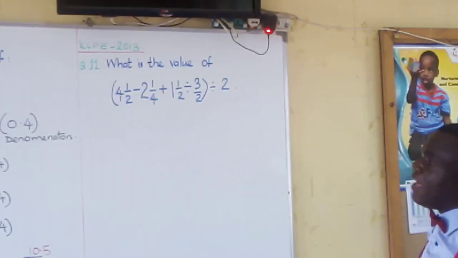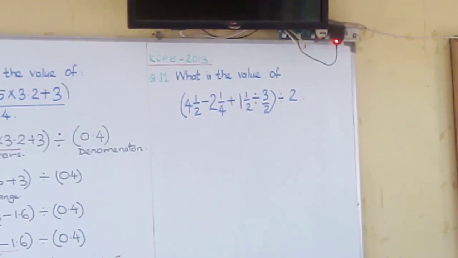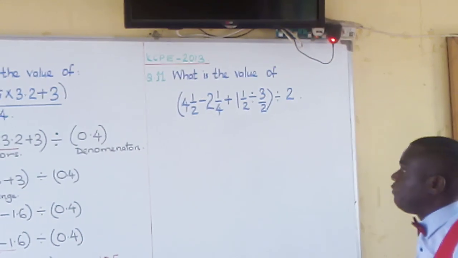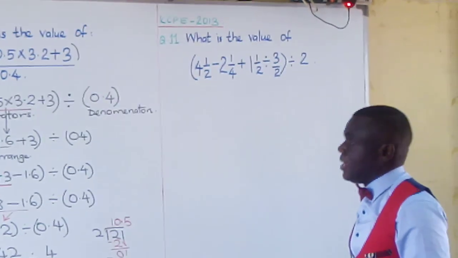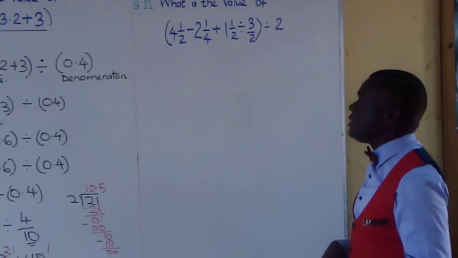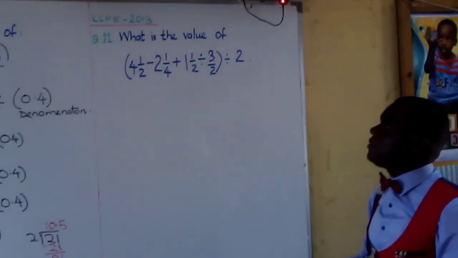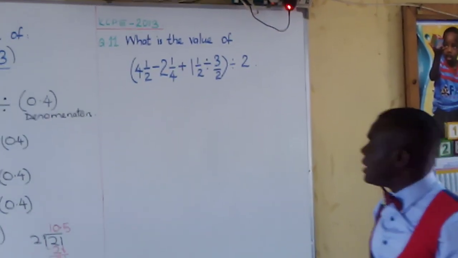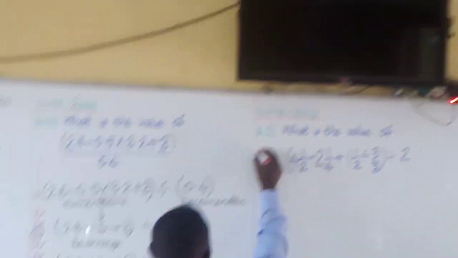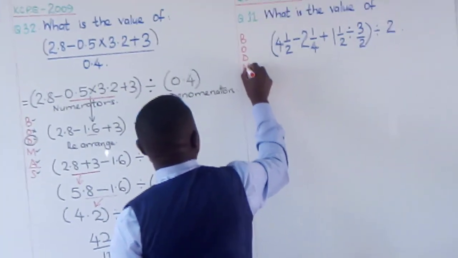KCPE 2013, question number 11. What is the value of 4.5 minus 2.25 plus 1.5 divided by 3 over 2, close the bracket, divided by 2? Again, we must be careful to follow BODMAS. So I'll write BODMAS there.